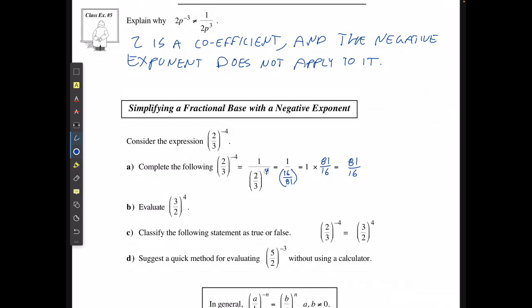If I'm evaluating (3 over 2) to the power of 4, then I would take 3 to the power of 4 is 81, and 2 to the power of 4 is 16. So, is it true or false that (2 over 3) to the power of negative 4 is the same as (3 over 2) to the power of 4? We just proved that it was.